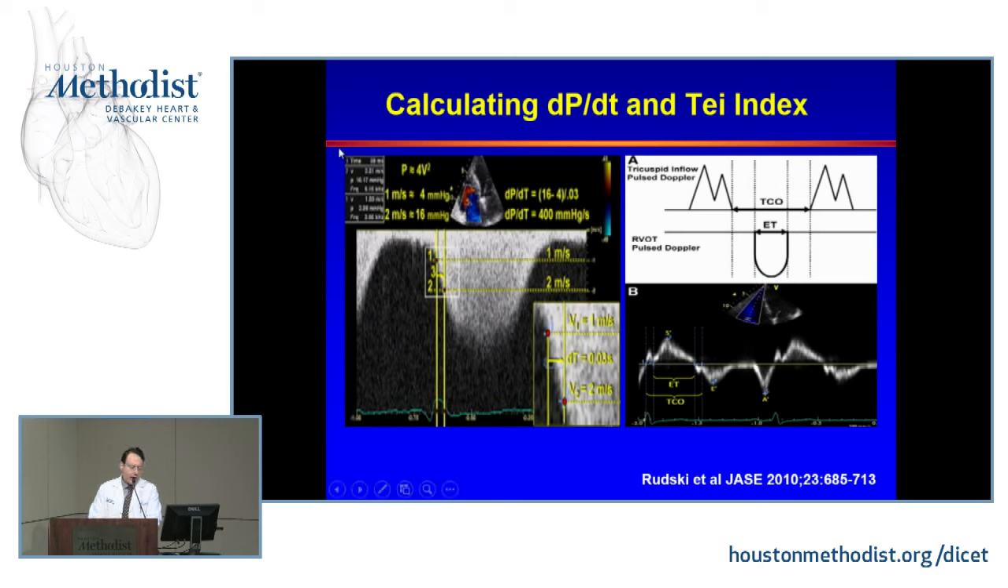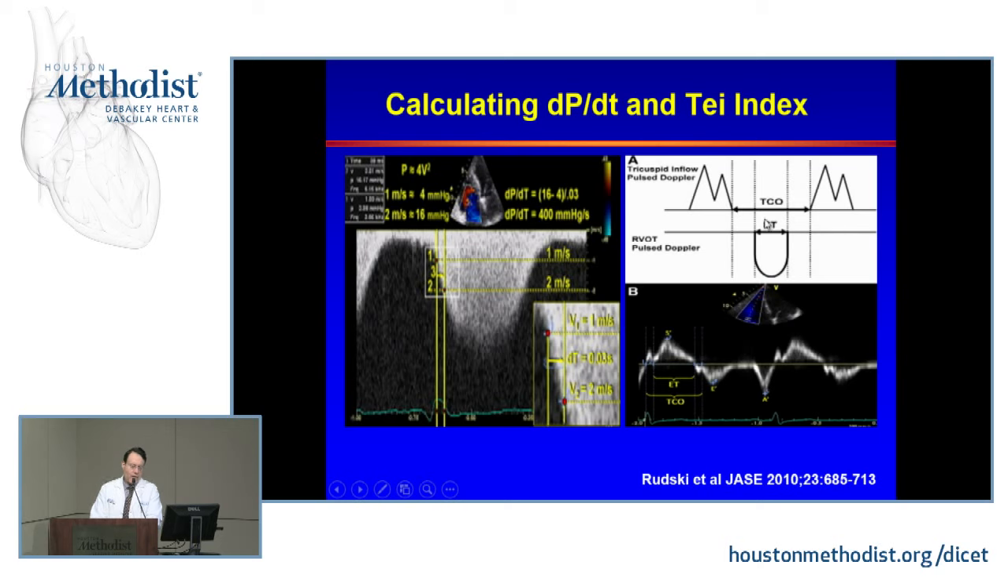Another index is the Tei index or myocardial performance index. It takes the thought process of how much time is spent in ejection. If this is an efficient ventricle, it spends relatively more time in ejection and less time preparing to eject or recovering from ejection. So we measure the ejection time in relation to the total time interval between the closure and the opening of the tricuspid valve, i.e. isovolumic contraction time, isovolumic relaxation time, and this ejection time. The higher the ratio of the ejection time to this total time interval, the better the performance.